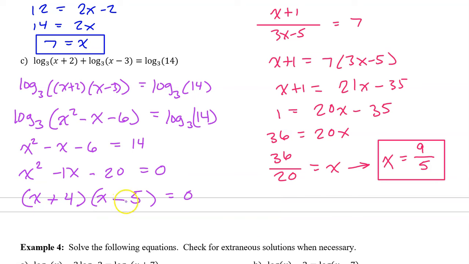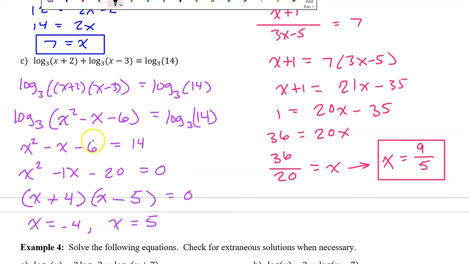Using the zero product property and setting each one of these factors equal to 0, we get x is equal to negative 4 and x is equal to positive 5. Let's be very careful and make sure that neither of these solutions are extraneous. If we plug negative 4 in right here, that's negative 4 plus 2, that's negative 2. You cannot take the log of a negative number. So we say that the solution x equals negative 4 is actually extraneous. So we have to eliminate that from the options.